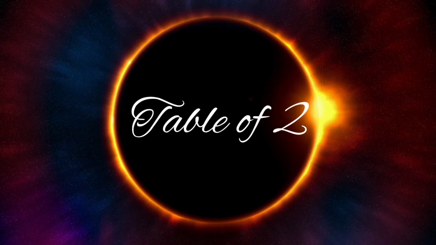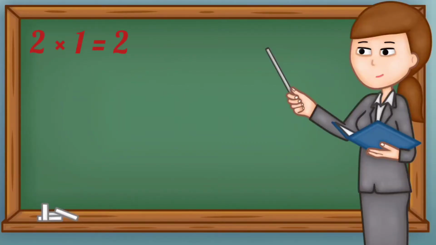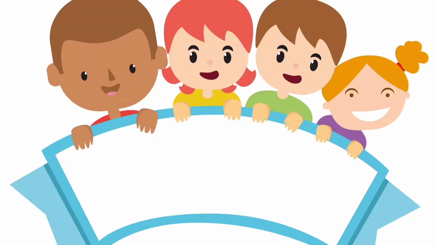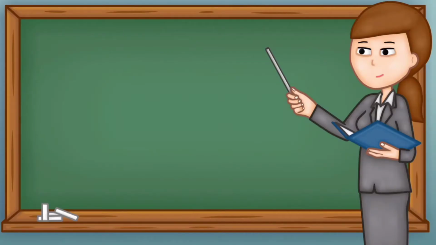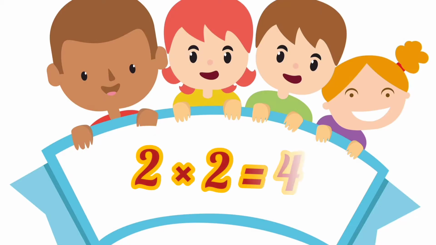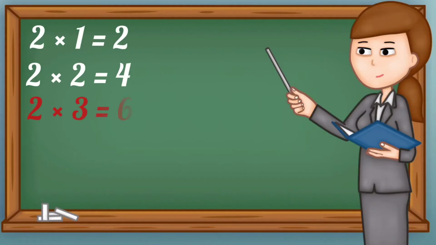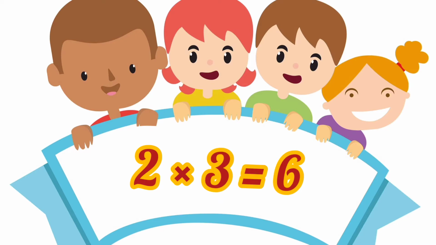Table of 2. 2 ones are 2. 2 1s are 2. 2 twos are 4. 2 2s are 4. 2 threes are 6. 2 3s are 6.